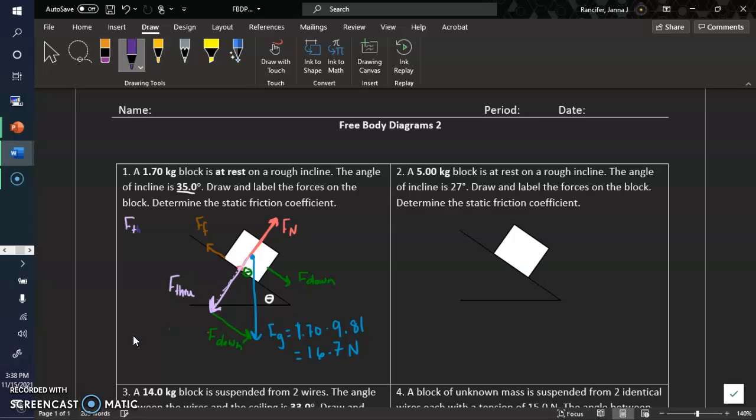Force through is the force of gravity times cosine of the angle. The force through will be 16.7 times cosine 35 degrees. If I do this in the calculator, I make sure my calculator is in degree mode. 16.67 times cosine 35. I'm rounding here.